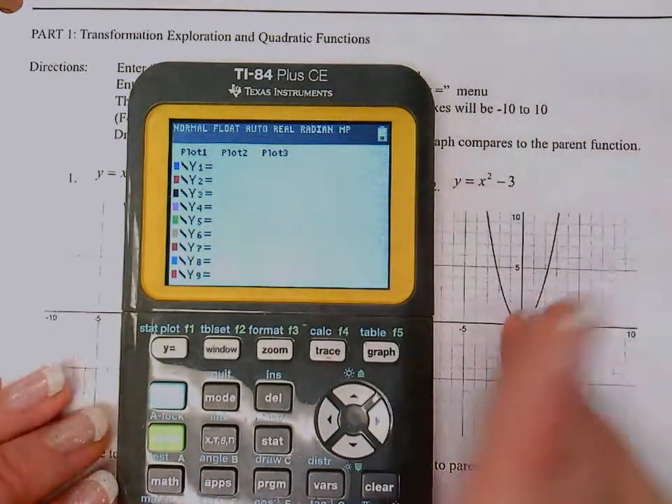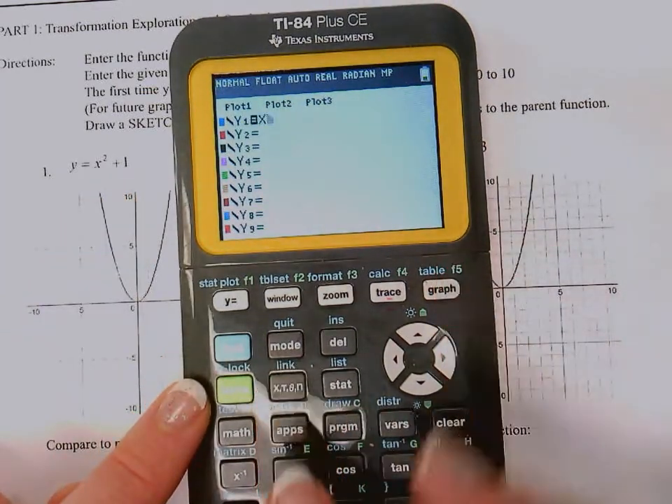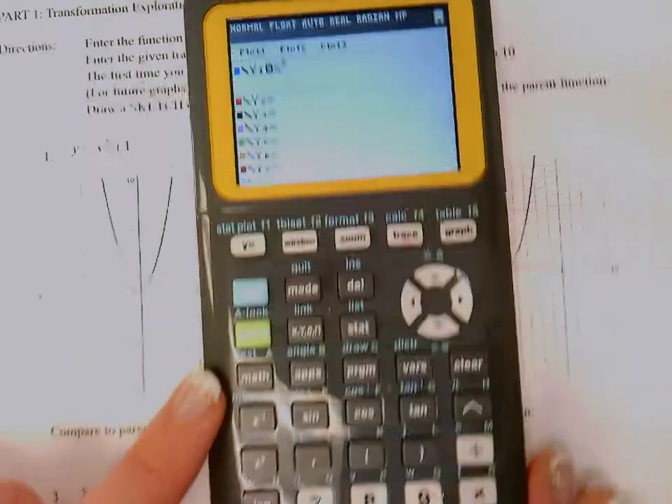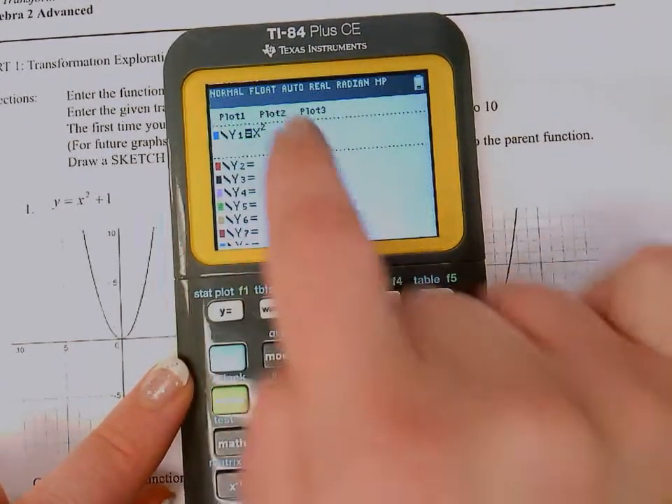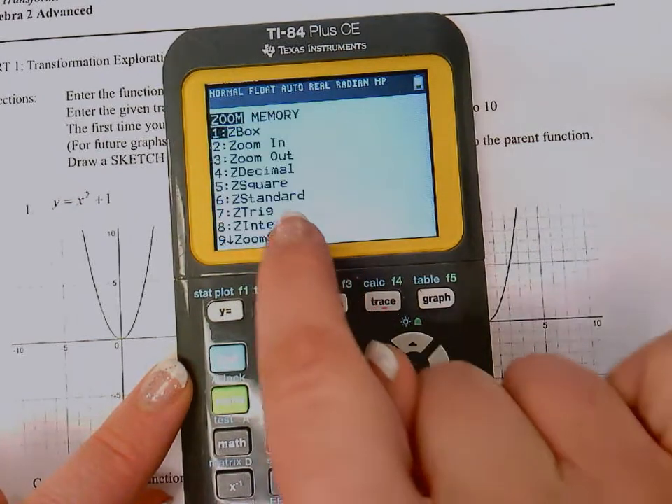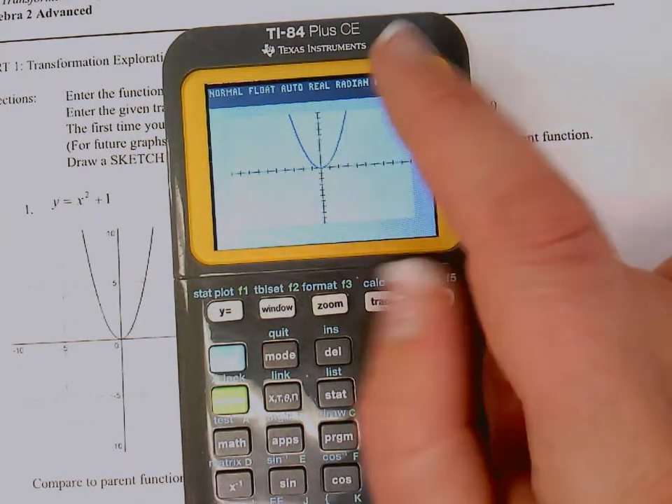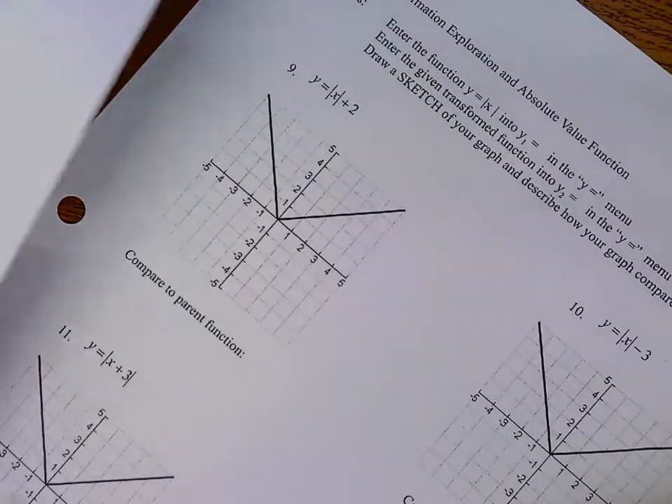So my first function is I just want to put the parent function x squared. The squared key is down here. So x squared in for the first graph. And then we just want to see that this comes up. So let's hit zoom 6 for the standard viewing window. So here's my parent function. I'm going to keep my blue parent function on all of the graphs 1 through 8.